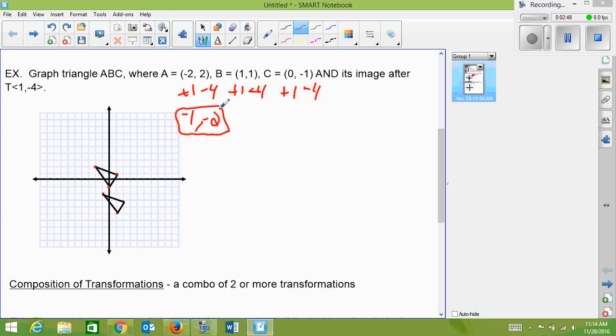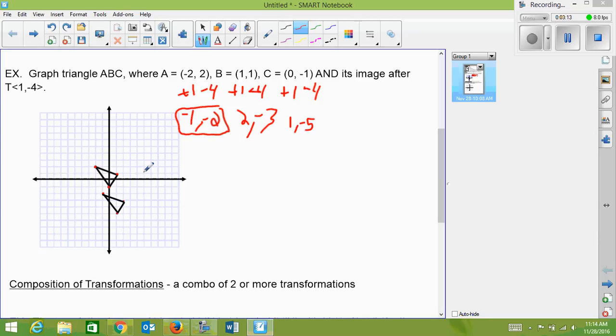Did I put a point at -1, -2? I sure did. It's right there. 1 + 1 would be 2. 1 - 4 would be -3. Did I put a point at 2, -3? This point right here. This one would be 1, -5. Is that where I put my last point? 1, -5. Okay, so there's more than one way to do this.